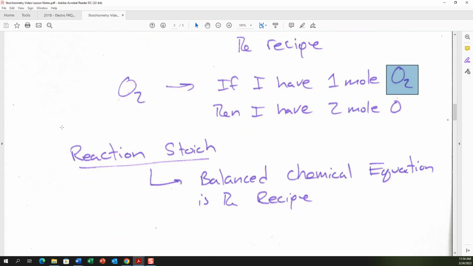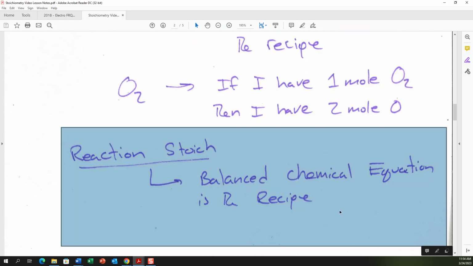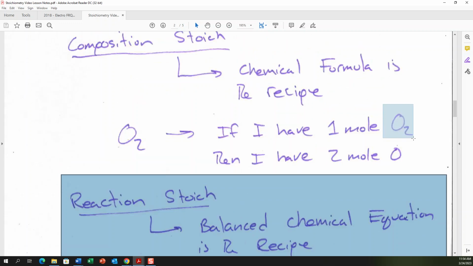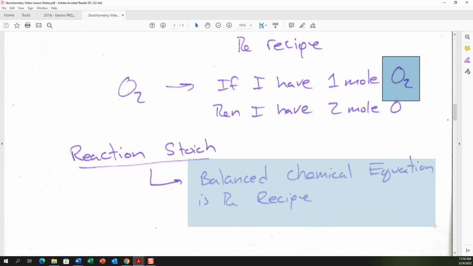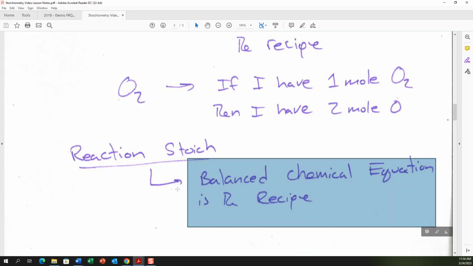There's also reaction stoic. Now, we're still going to follow the same steps. The difference between them is what the recipe is. In composition stoic, we have a chemical formula as our recipe, but in reaction stoic, it's going to be a balanced chemical equation. The important numbers to know in your balanced chemical equation are the coefficients. That's how we're going to get our conversion ratio to go from moles of one thing to moles of something else, using the coefficients in the balanced equation. So you don't have to really differentiate between reaction stoic and composition stoic, because as long as you know it's stoichiometry, you're just going to follow 4 steps and you'll be good to go.